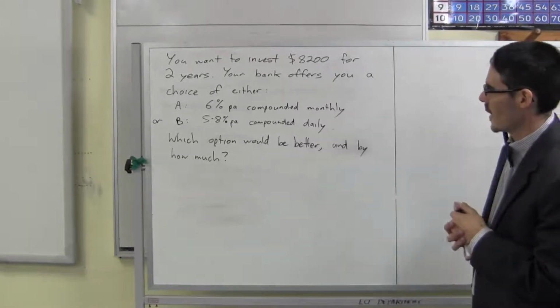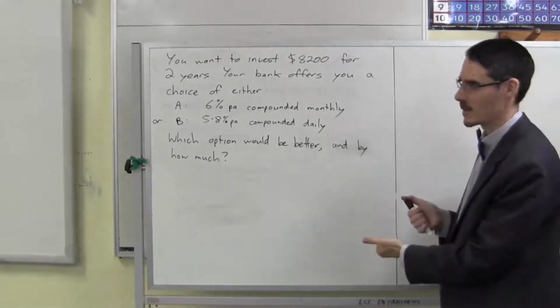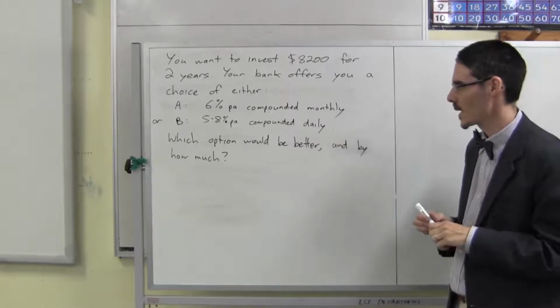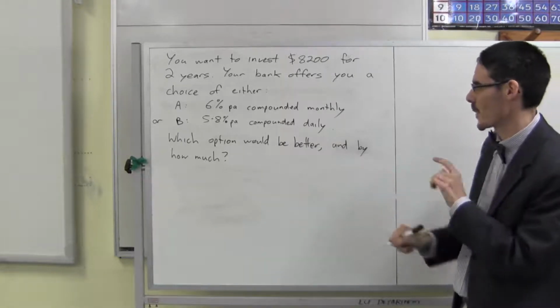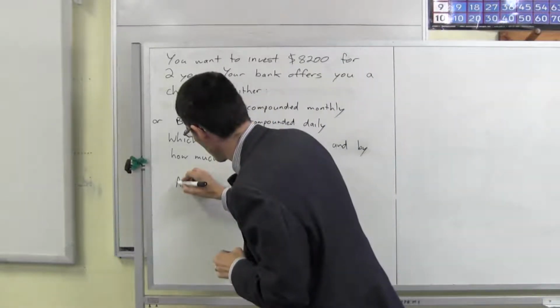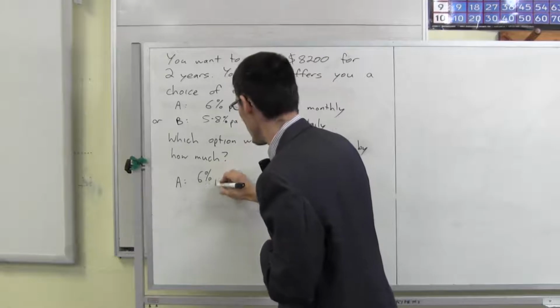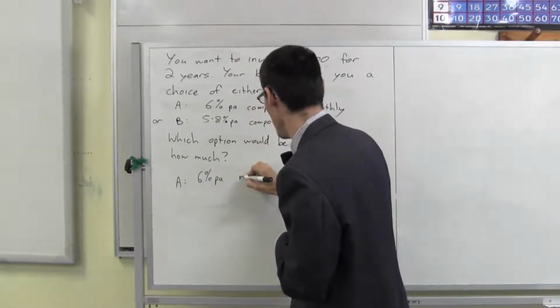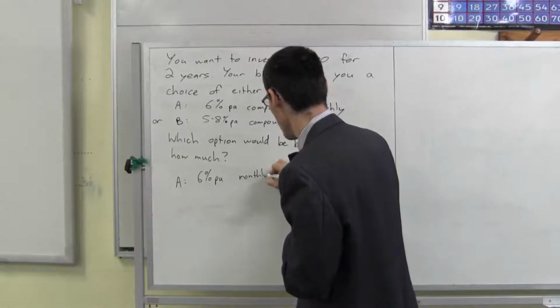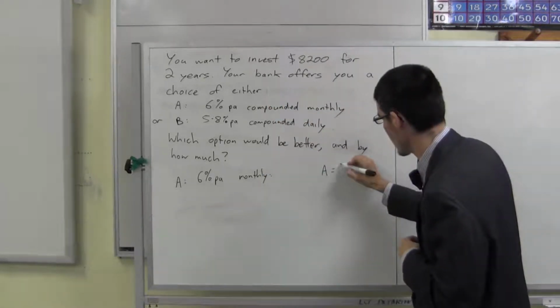Okay, so I'm going to have to look at both options and then compare the results. I've got my trusty formula, so let's have a go. Alright, let's do A first. A says 6% per annum, compounded monthly. Well, my future amount is what I'm looking for.